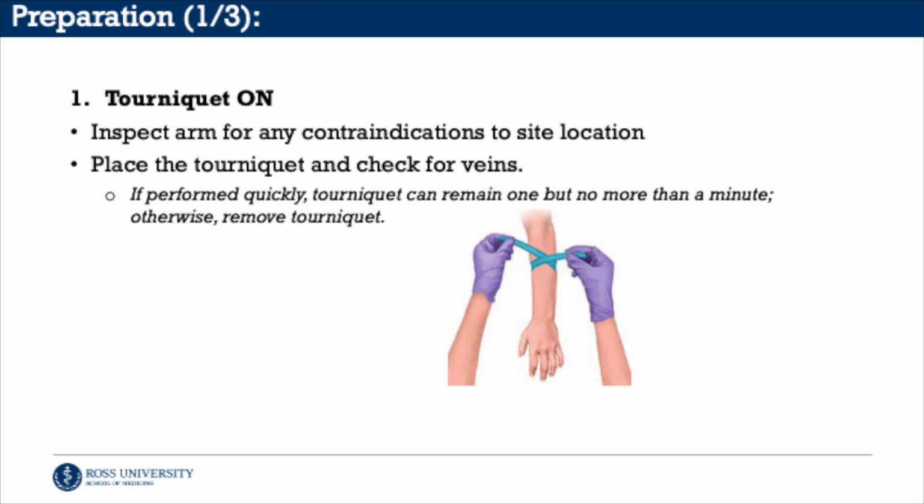For preparation, when you are placing the tourniquet, you want to first inspect the arm for any contraindications to site location. This could be areas of inflammation, bruising, the presence of a fistula, broken skin, or sclerotic or thrombosed skin as well. Now place your tourniquet and check for veins.